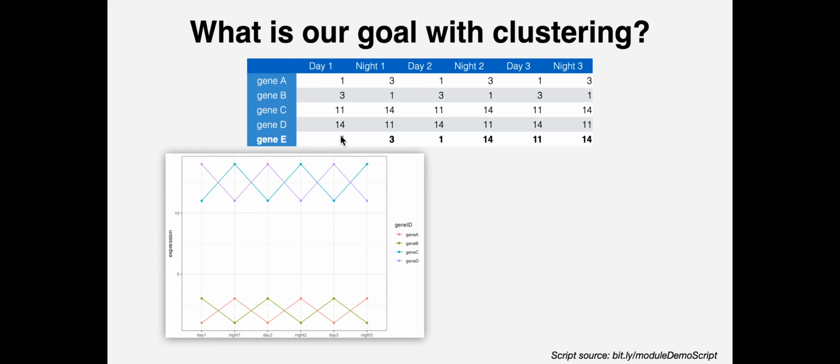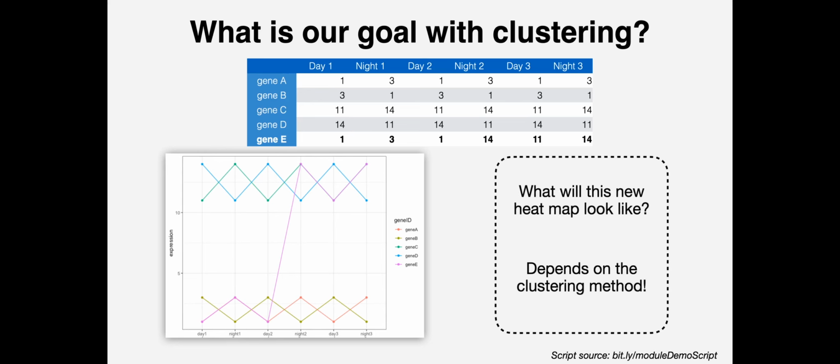It's low in the day in the first day-night cycle. It comes up at night. It goes back down in the day. And then it goes way up in this second day-night cycle, but still follows a circadian rhythm where it's lower in the day and higher at night. Okay, so if we add that gene then to our map, this is what it would look like. And the question is then, what would this new heat map look like? And the answer is, well, it would really depend on which clustering method, which correlation method you use to generate your clustering.